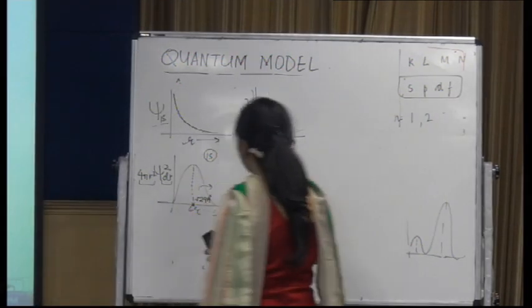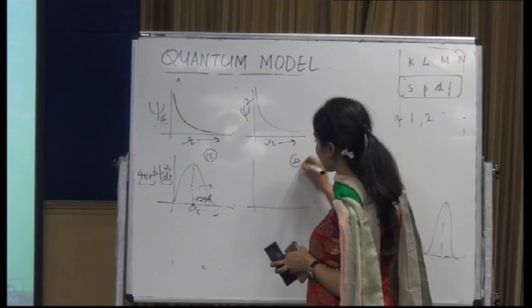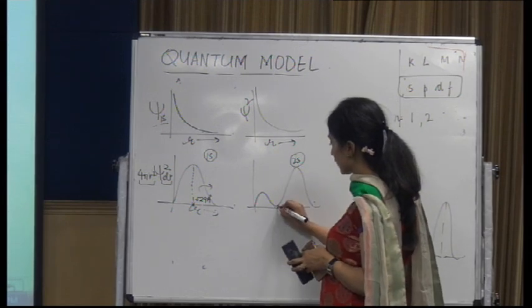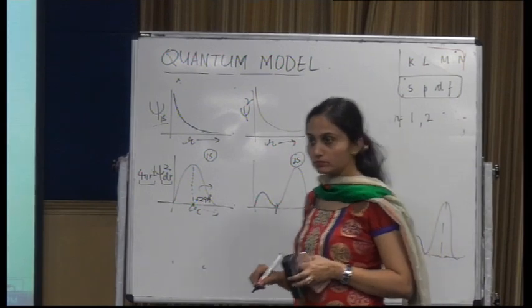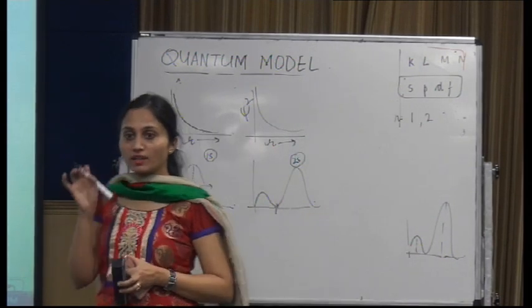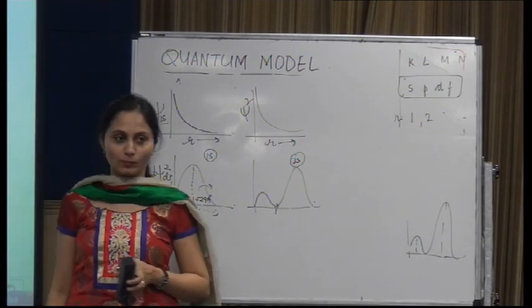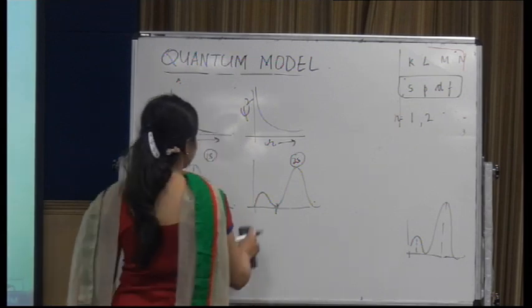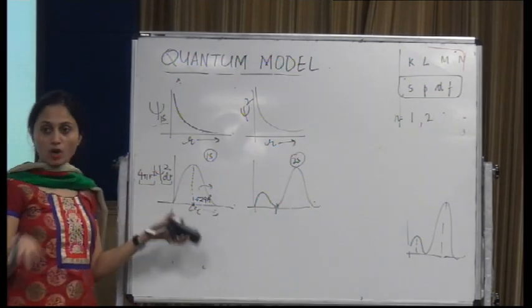Now I am saying this is for 1s. If you now have to plot it for 2s, 2s will be something like this and this. This is your node. What is a node? Where the probability of finding the electron is negligible or 0. Okay? So now this is for 2s. Now another thing, look up. This is the plot that I am getting.